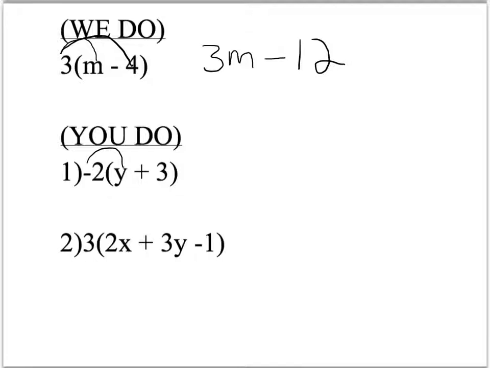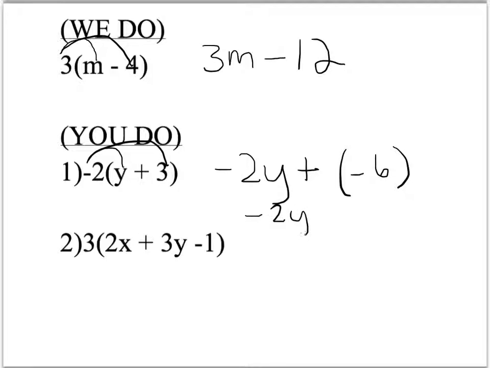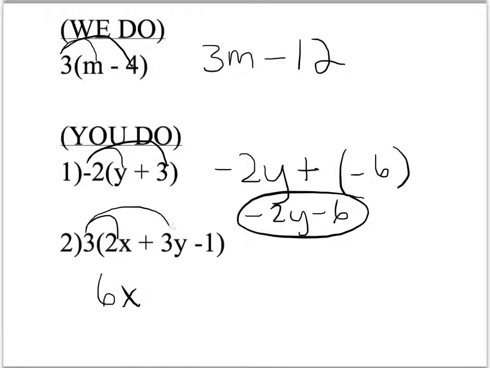Here we have negative 2 times y, negative 2y. We use the plus sign, and negative 2 times 3 is negative 6, so I'll put that in parentheses. I can rewrite this as negative 2y minus 6. And the last one, 3 times 2x is 6x. Distribute the 3 to the 3y over here. 3 times 3y is 9y. I'm bringing down my plus sign, and 3 times negative 1 is negative 3. This is as much as I can simplify here as well.